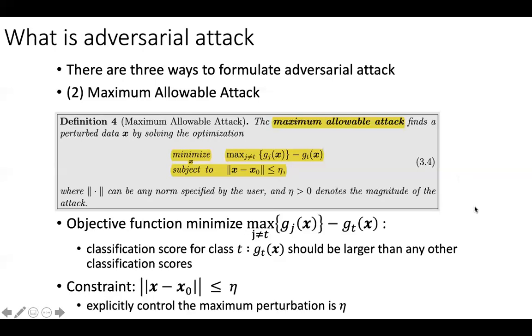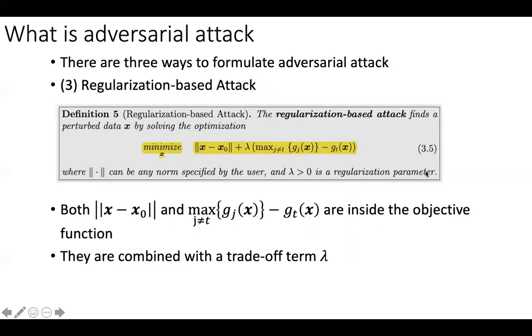Please proceed. So the third way is just to combine the two expressions together inside the objective function, and there's no additional constraint. These two terms are combined by a trade-off term, lambda. So we jointly minimize both expressions. Here it looks like a single optimization problem, but it's more like multiple. We just merge two individual optimization goals into one.